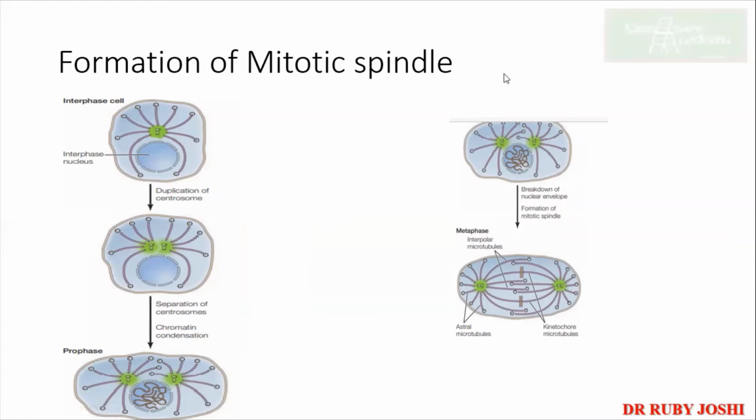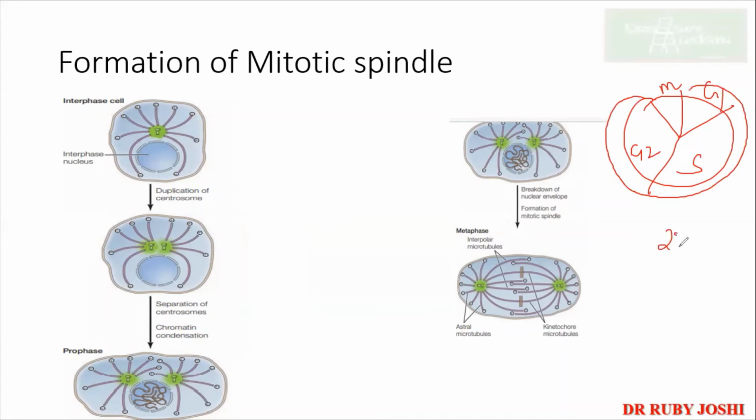And I believe everyone knows about the cell cycle, that you have the M phase and then interphase. Interphase is divided into G1, S and G2. Interphase is around 23 hours and your mitotic phase is 1 hour. This is how your cell cycle is being divided.